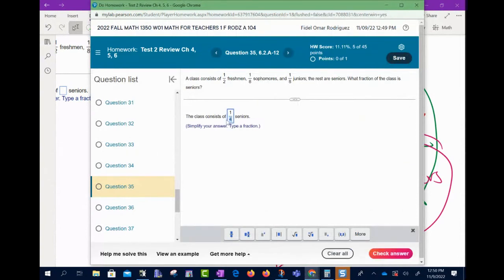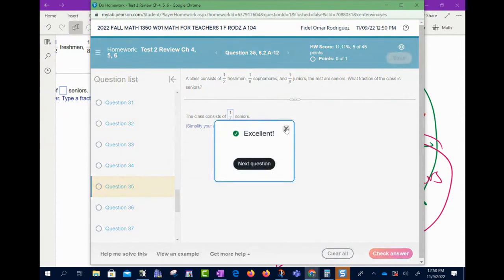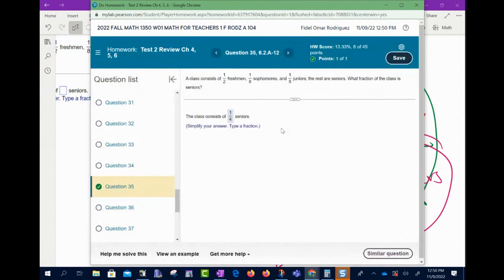It says to simplify my answer. That's why I'm using 1/4 instead of 2/8. Okay. That's a really good question.